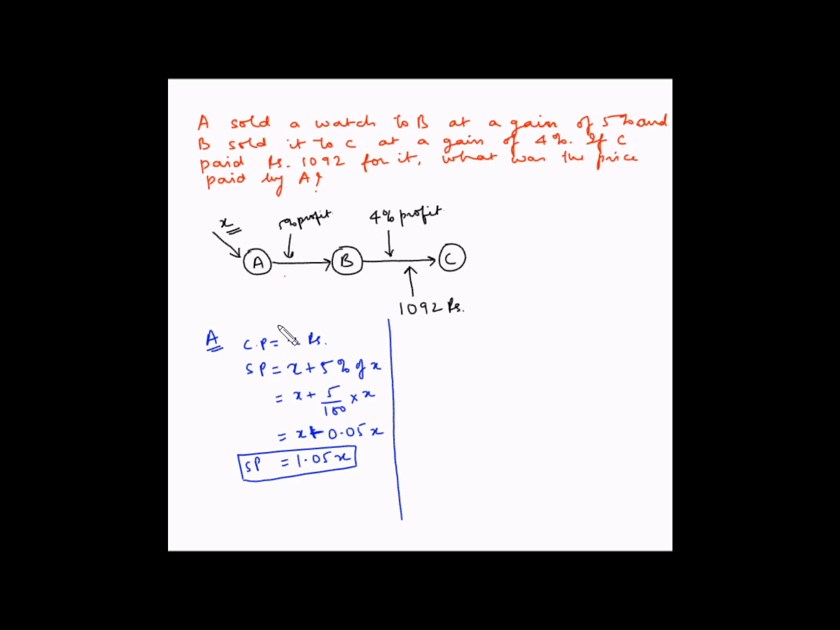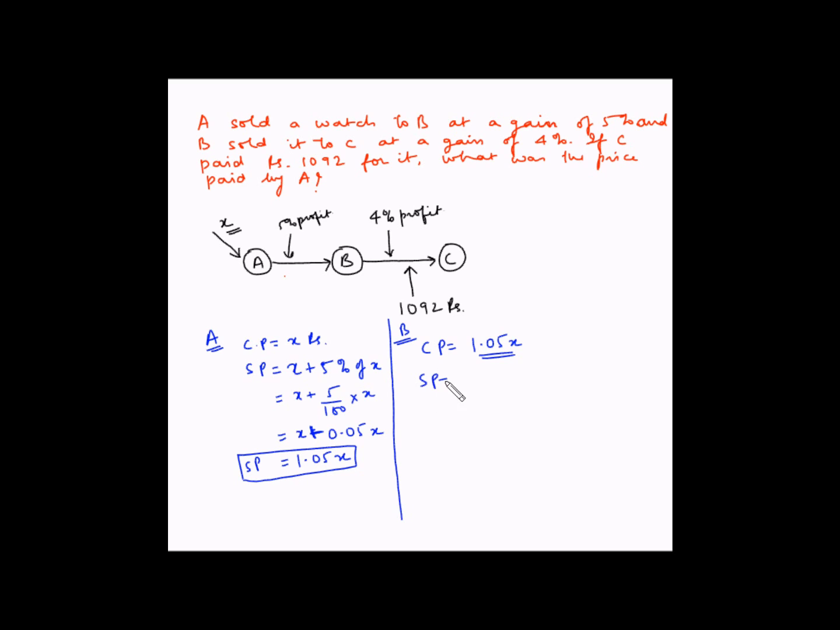Now this is the price at which A sold to B. So for B, this becomes the cost price. So this is the price at which B bought it from A. So for B, cost price is equal to 1.05 times X, and now on top of that, B added a 4% profit. So this 4% profit is on the cost price that B paid to A. So the cost price, which is 1.05x.